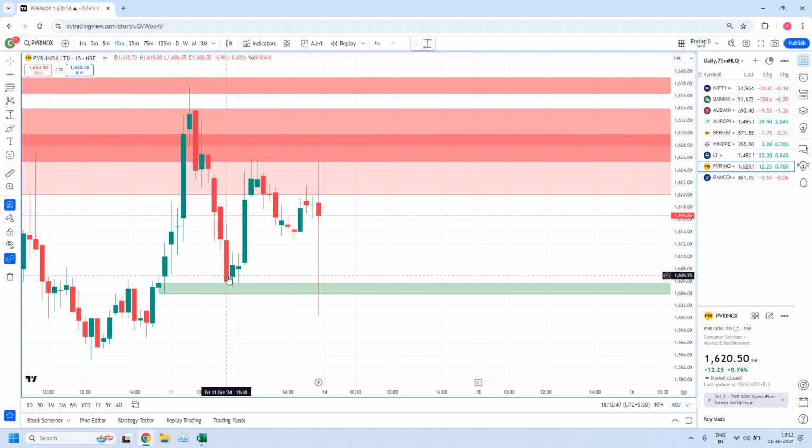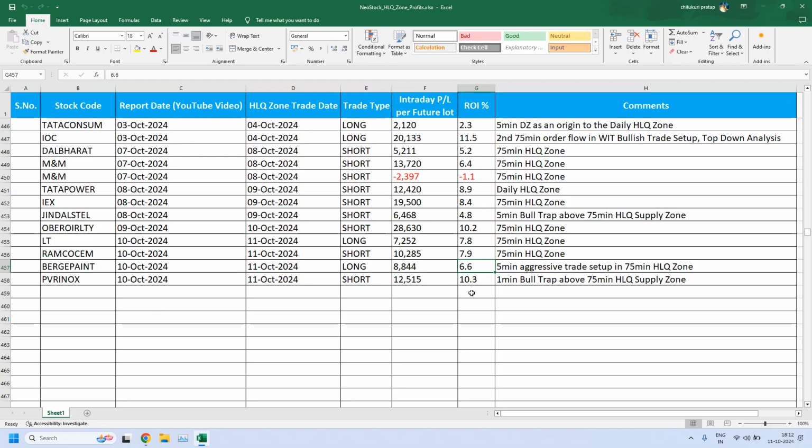How much profit has PVR Inox given? The 1 minute bull trap above the 75 minute HLQ supply zone has given 12,515 rupees profit, which is a 10.3% ROI as per one futures margin cost. Today all the trades have given beyond our average intraday ROI. Our average intraday ROI is 6%.